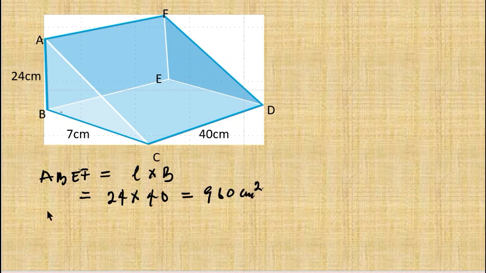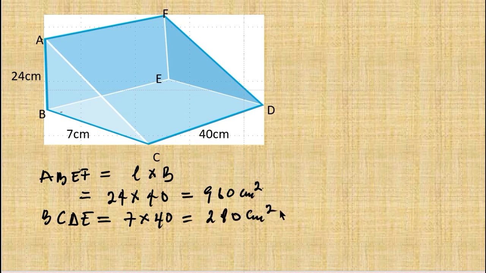Now the next rectangle I want to work on is rectangle BCDE. The length is BC and the breadth is CD. That will come from 7 times 40, which is equal to 280 centimeter squared.